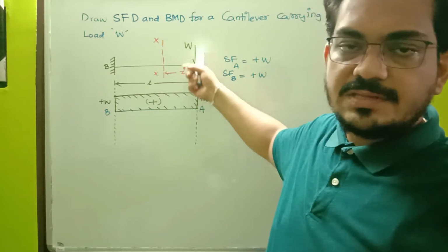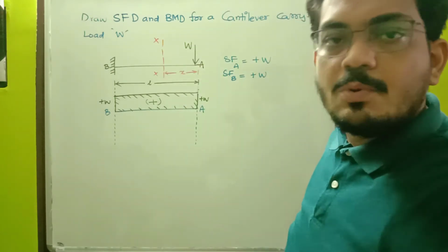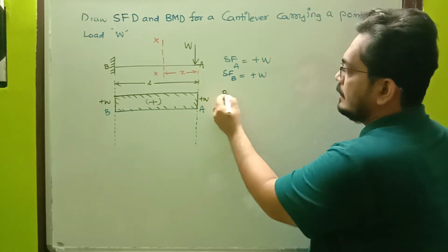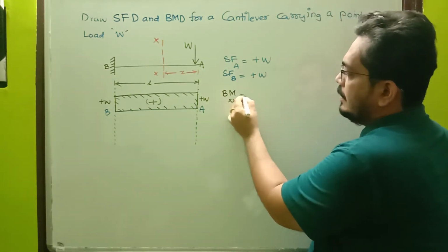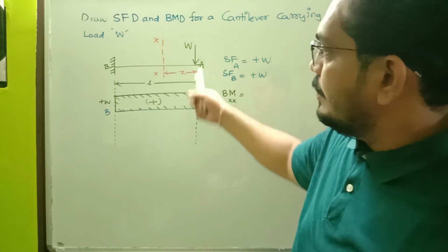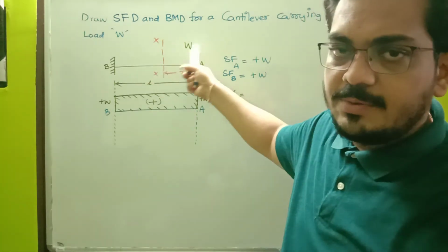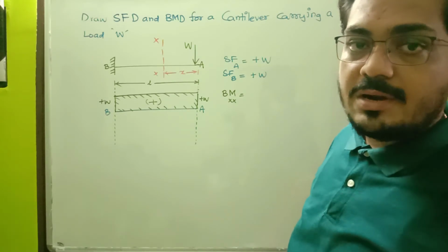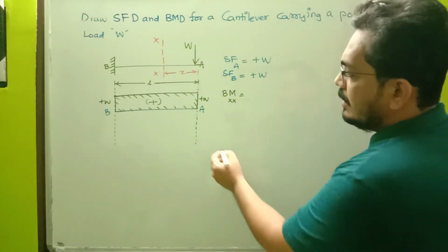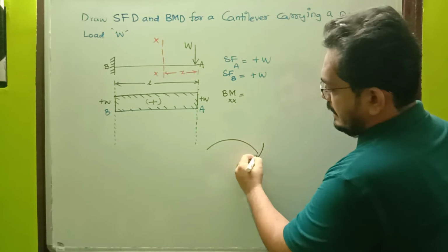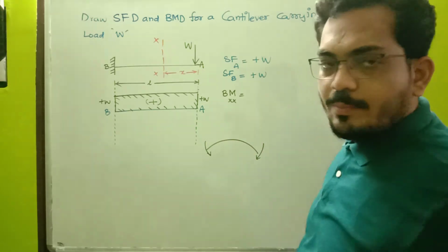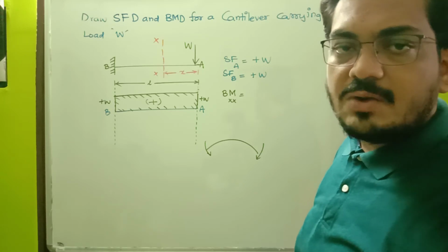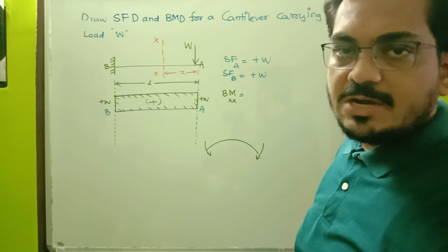Towards the right side of the section there is only one force. Now bending moment at any section X-X will be equal to W multiplied by X, force multiplied by perpendicular distance. But according to the sign convention which I gave you, any moment which is making the beam bend in the downward direction, or get convexity, has to be taken as negative bending moment.